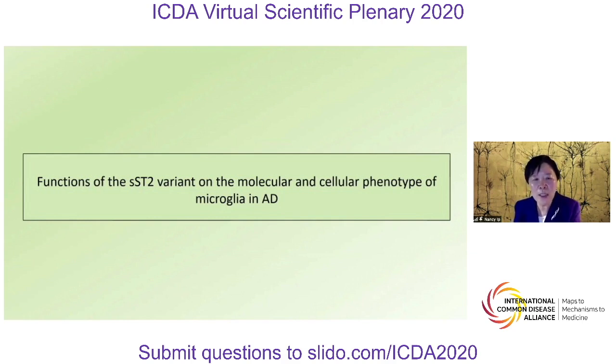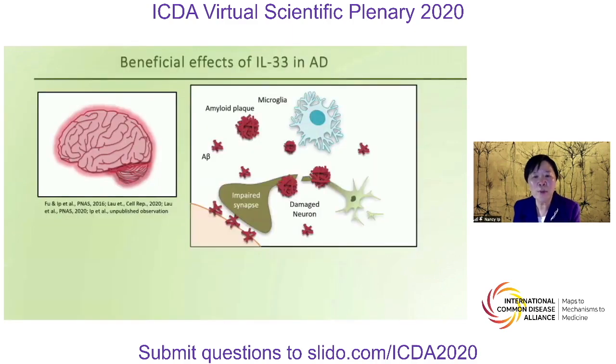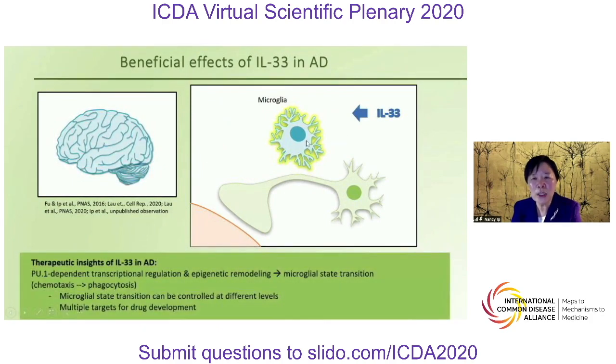Yeah, so studies are ongoing to look at the function of the soluble ST2 variant on the molecular and cellular phenotype of microglia in AD. So just to summarize, under AD, with the accumulation of A-beta, it leads to a number of consequences, including impaired synapse and also A-beta formation and neuroinflammatory status in the brain. With IL-33, we believe that it triggers the chemotactic response and increase in phagocytosis of A-beta, and it has beneficial effect in the model that we have studied, and we believe that this suggests potential therapeutic use of IL-33 in AD treatment.